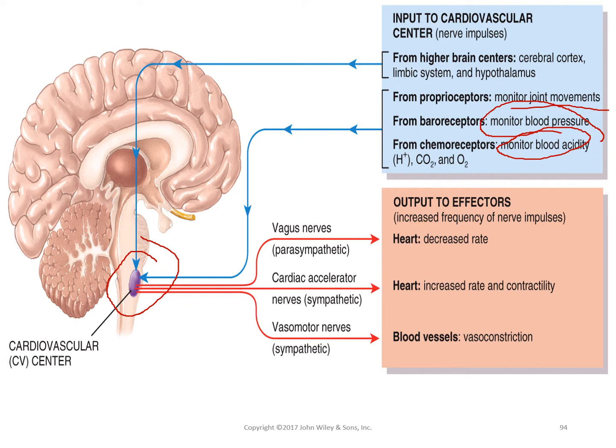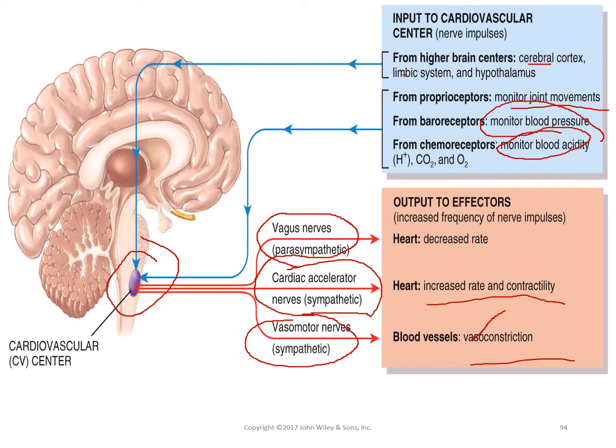From higher brain centers such as the cerebral cortex, the limbic system, and the hypothalamus, it receives input. The output is either slowing the heart down, the vagus nerve, or speeding it up, the cardiac accelerator nerves of the sympathetic nervous system. Vasomotor nerves from the sympathetic nervous system can cause vasoconstriction. So basically, heart rate, contractility, and vasoconstriction could be thanks to the sympathetic nervous system. The parasympathetic nervous system mainly just decreases heart rate.